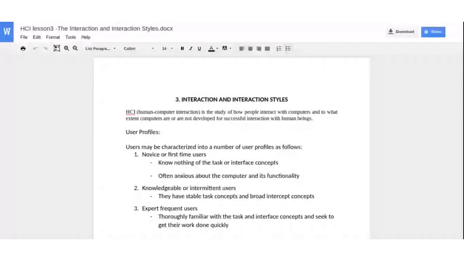Sometimes there is even a tool called the pencil, where you are using a pencil and drawing just the way you would draw with a physical pencil. So that's a kind of direct manipulation.